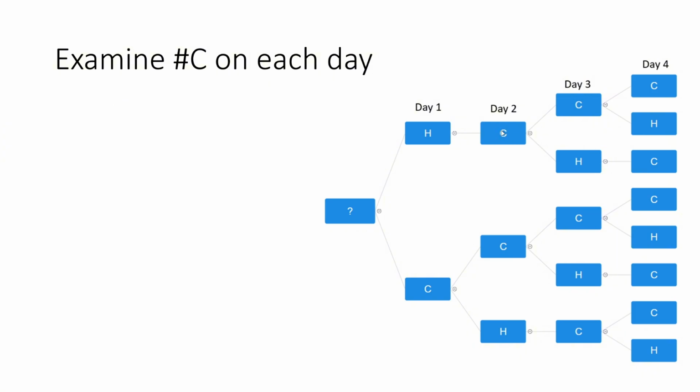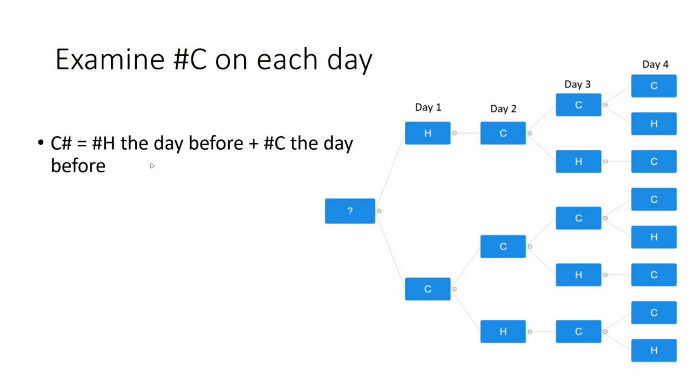A cheese option can be made from either a ham option or another cheese option, because it doesn't have the restriction of not being consecutive. So we can write this as: the number of cheeses on a certain day is equal to the number of hams on the day before plus the number of cheeses on the day before. If I formalize this, c of n, the number of cheeses on the nth day, is equal to h of n minus 1 plus c of n minus 1. So let's test this for day 3 again.